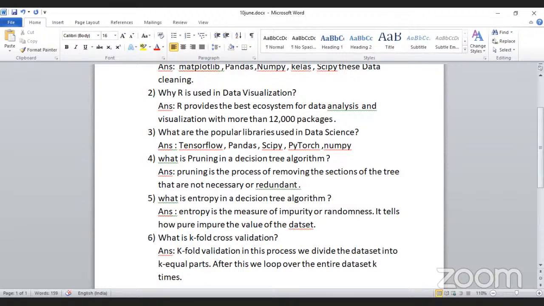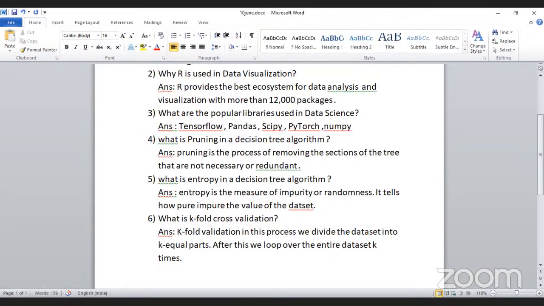K-fold cross validation is the process where we divide our data set into k equal parts, after which we provide these k parts, the entire data set, to the model. So it is called k-fold cross validation.